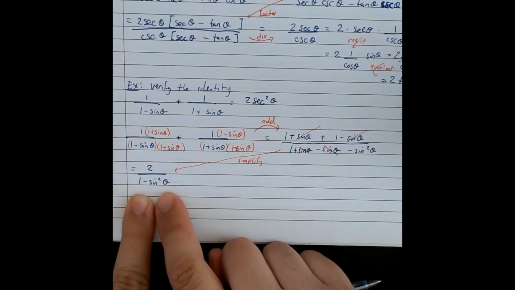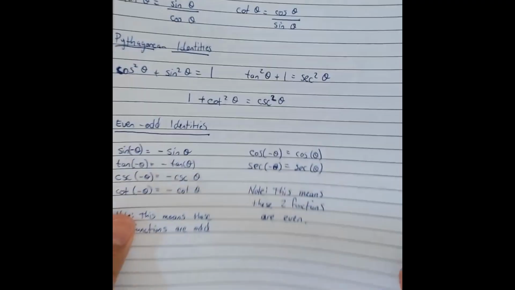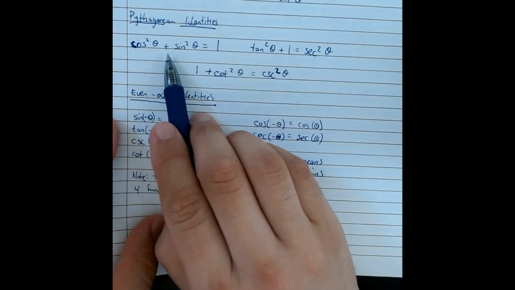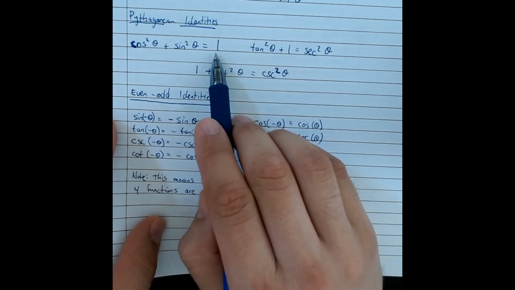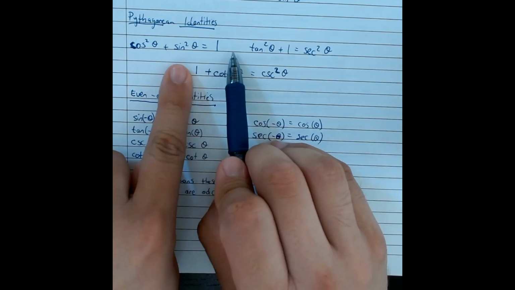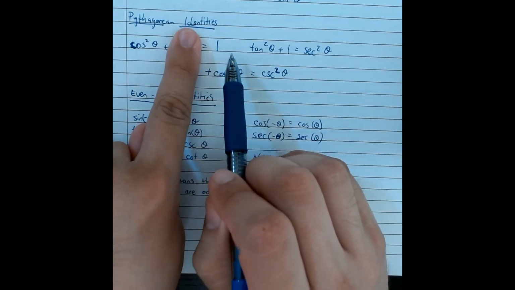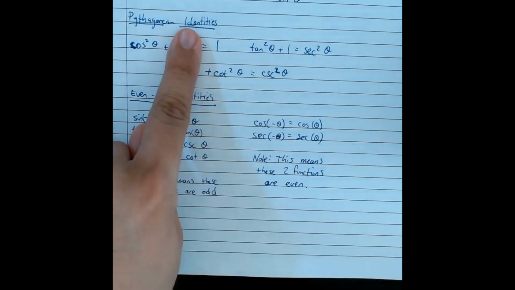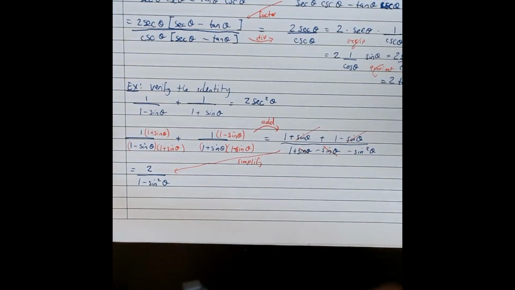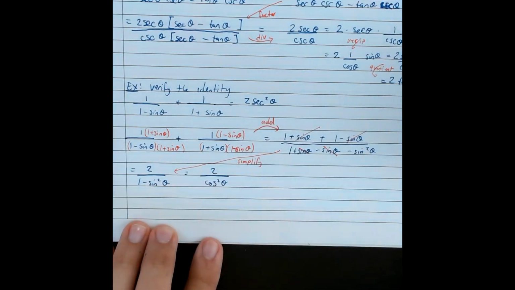All right, well now 1 minus sine squared of theta, by the Pythagorean identity, that's the cosine squared of theta. After all, going back to our previous section, the Pythagorean identity states that cosine squared of theta plus sine squared of theta is equal to 1. So if I subtract sine squared of theta from both sides, 1 minus sine squared of theta is now over here, and this is gone now. So 1 minus sine squared of theta equals cosine squared of theta. That's the Pythagorean identity.